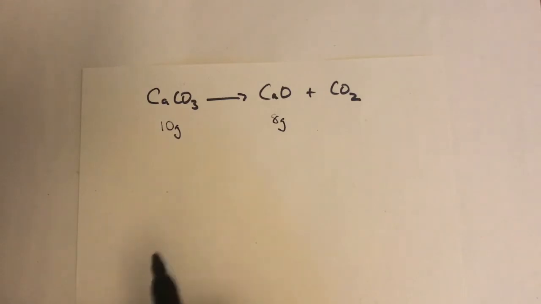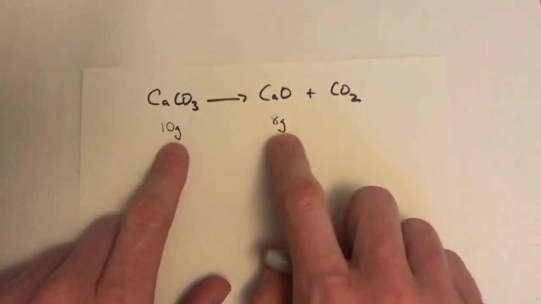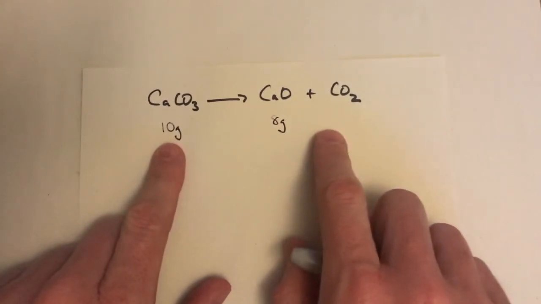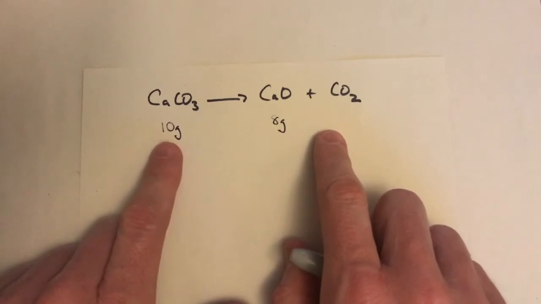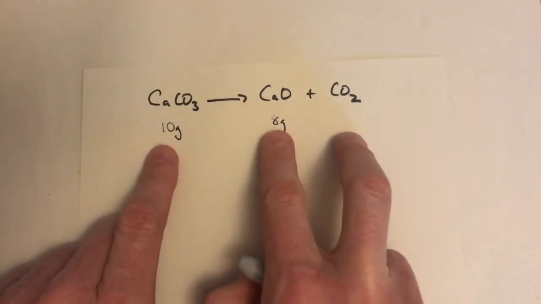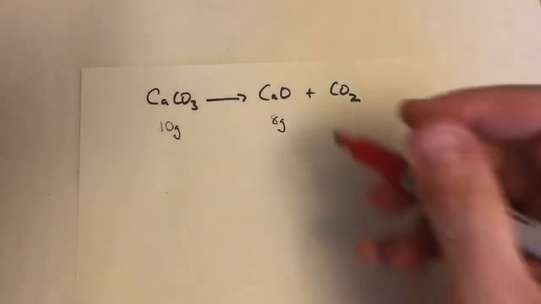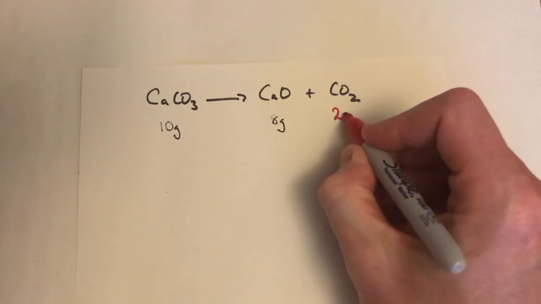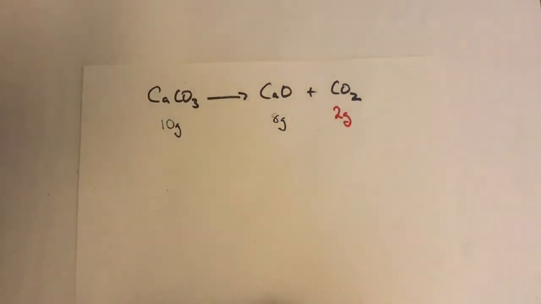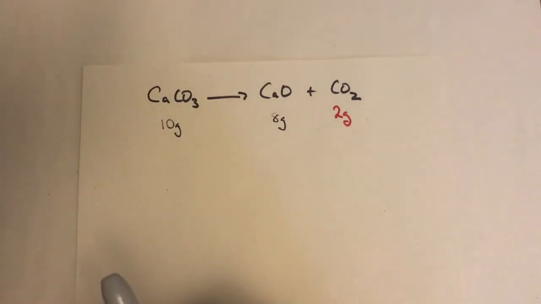And people go, hang on a minute, sir, you told us that mass cannot be created and it can't be destroyed. How can we have less in our test tube than we had at the beginning? That's because the difference between these two numbers is because the gas, the carbon dioxide, is escaping from the test tube. Because the conservation of mass says the mass at the beginning must equal the mass at the end, we can work out that the mass of carbon dioxide that has been produced and escaped must be 2 grams, because then these two add up to the 10 grams we had at the beginning.